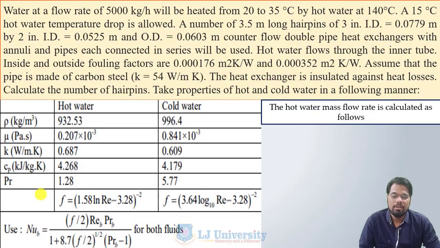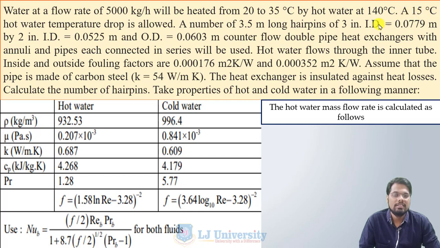Now let's understand one numerical which is based on double pipe heat exchanger. Water at a flow rate of 5000 kg per hour will be heated from 20 to 35 degrees Celsius. So this is our cold fluid. The TC1 is 20 and TC2 is 35 degrees Celsius, by hot water at 140 degrees Celsius. So this is our hot water, which is the hot fluid, and TH1 is 140 degrees Celsius.